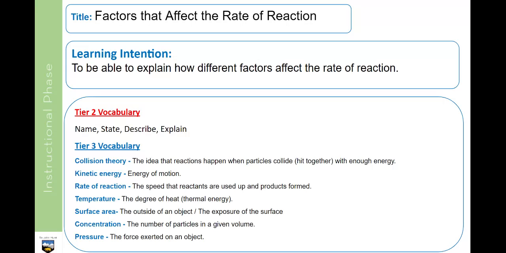Temperature, the degree of heat. Surface area, the exposure of the surface of an object. So remember, we can increase the surface area by breaking something up into smaller pieces. Concentration is the number of particles in a given volume, and pressure is the force exerted on an object. Now, we looked at those last lesson.